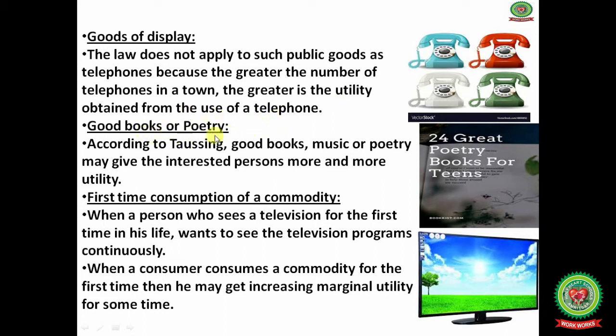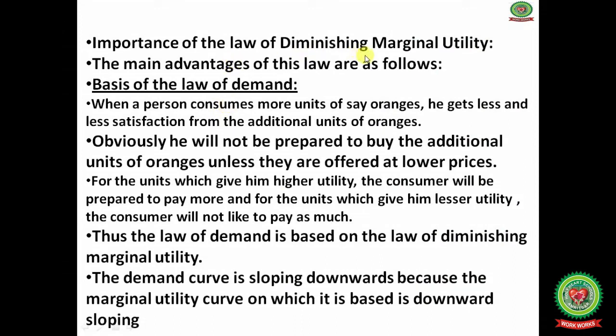Next one is good books or poetry. According to Taussig, good books, music or poetry may give the interested persons more and more utility. They want more and more poetry. Next one is first time consumption of a commodity. In this case, a person who sees the television for the first time in his life wants to see the television program continuously. When a consumer consumes a commodity for the first time, then he may get increasing marginal utility for some time. Next one is importance of the law of diminishing marginal utility.